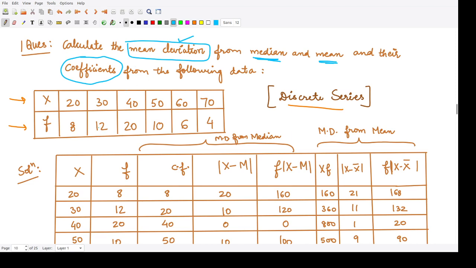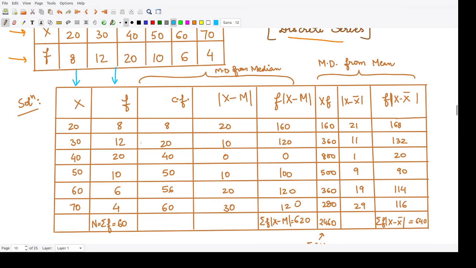For that, we create this table. Firstly, we write the X values, we write the F values given in the question as such. And then for mean deviation about median, firstly we have to calculate the corresponding median. And for median, we require the cumulative frequency. How do we obtain this cumulative frequency? The first value goes as such. The second value would be the sum of these two. The third value is the sum of these two. Fourth would be the sum of these two, and so on. So this final value 60 is equivalent to this 60. So this third column is obtained for cumulative frequency.